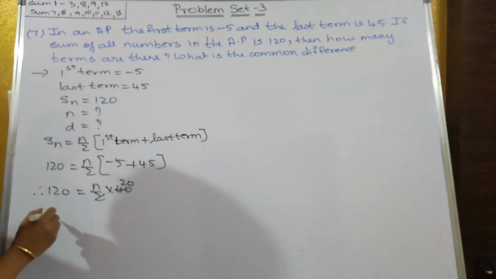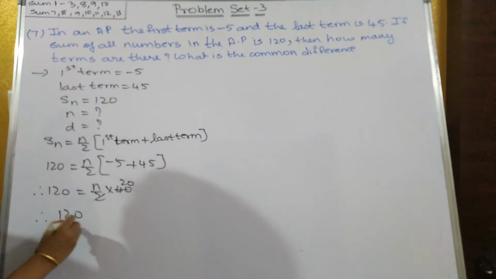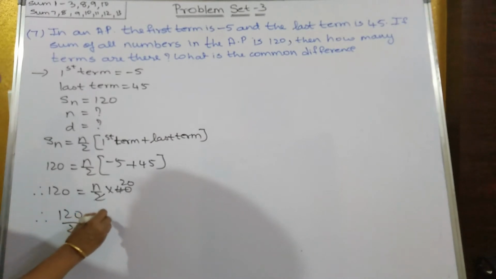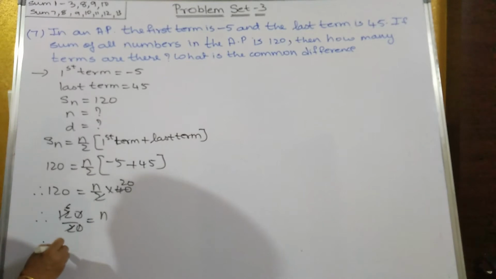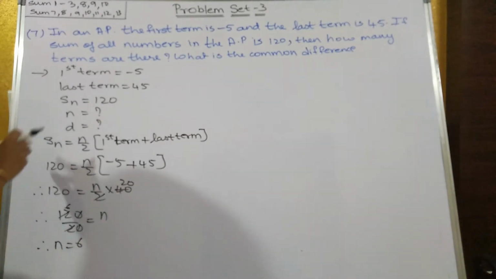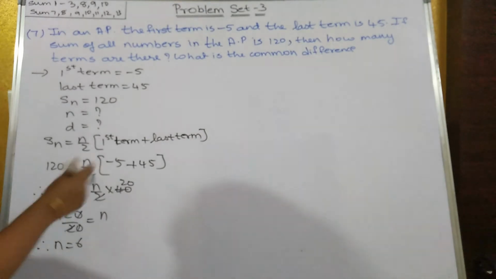Therefore 120 upon 20 is equal to n. 0 and 0 will get cancelled to 6. Therefore the value of n is equal to how much? 6. So we have got the first value, n is equal to 6. Now we will find out the common difference.